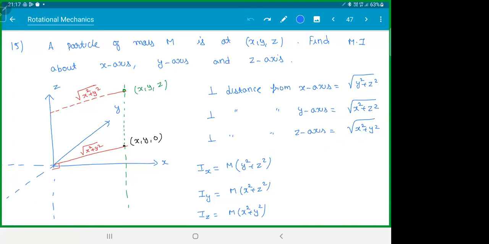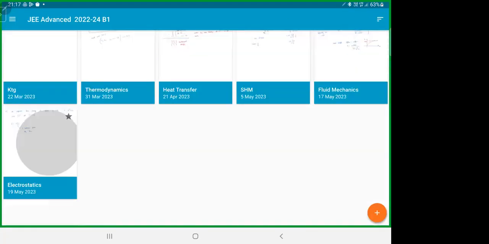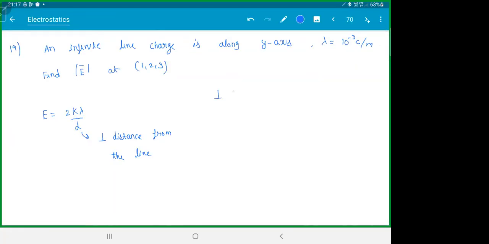Do you remember what it was in moment of inertia? So here you want the perpendicular distance from y-axis. So perpendicular distance from y-axis will be, leave the y coordinate, root over x square plus z square, which will be root 10. Done. So k is 9 into 10 power 9, lambda is 10 power minus 3, and d is root 10. That's your answer.